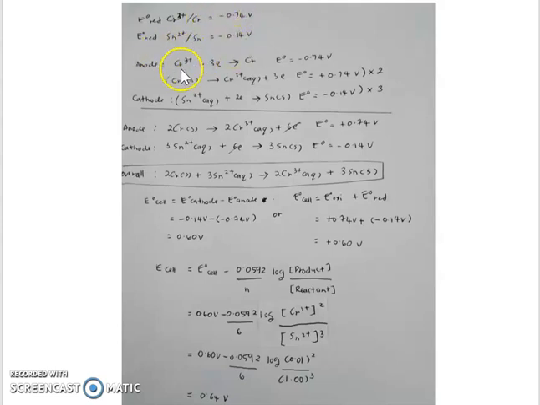Next step, you write the half cell reaction for the anode. Chromium 3 plus ion gives chromium solid, so E naught is negative 0.74. And then for the cathode.